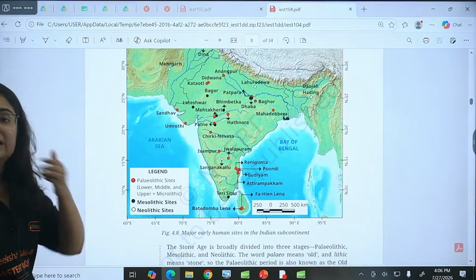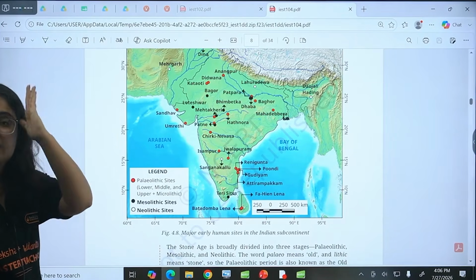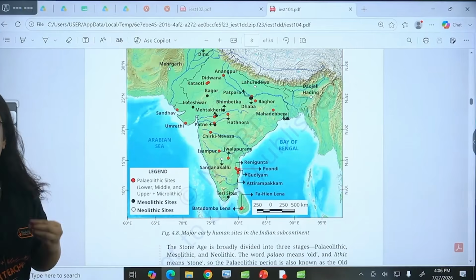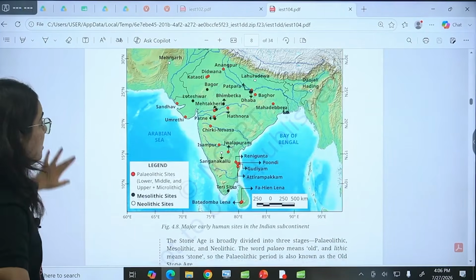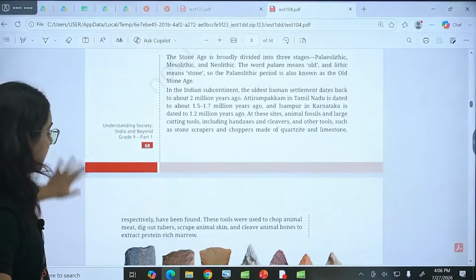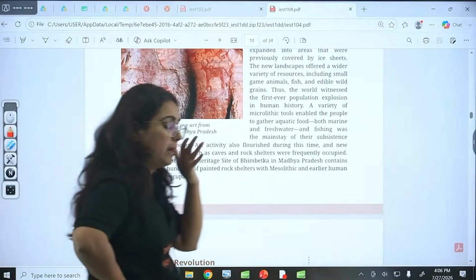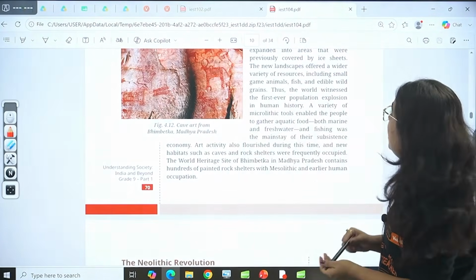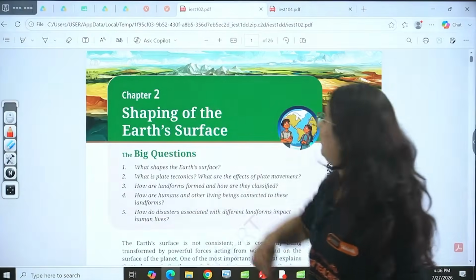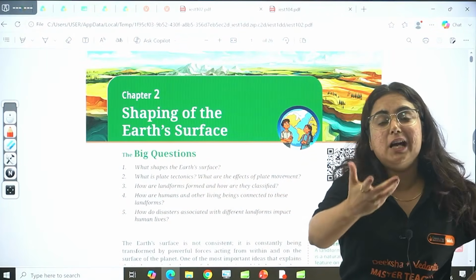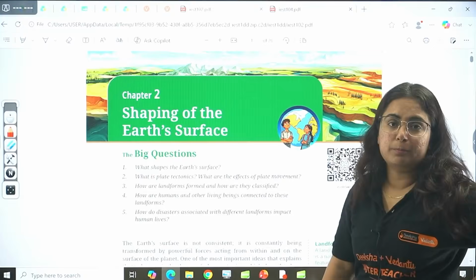Until the CBSE releases its official list of map work, we can complete the major and the important ones, beta. Okay, so this is about a demo from the book of history. We will also look at geography too. Again, see what shapes the earth's surface. So basically they are talking about the plate tectonic theory, right?